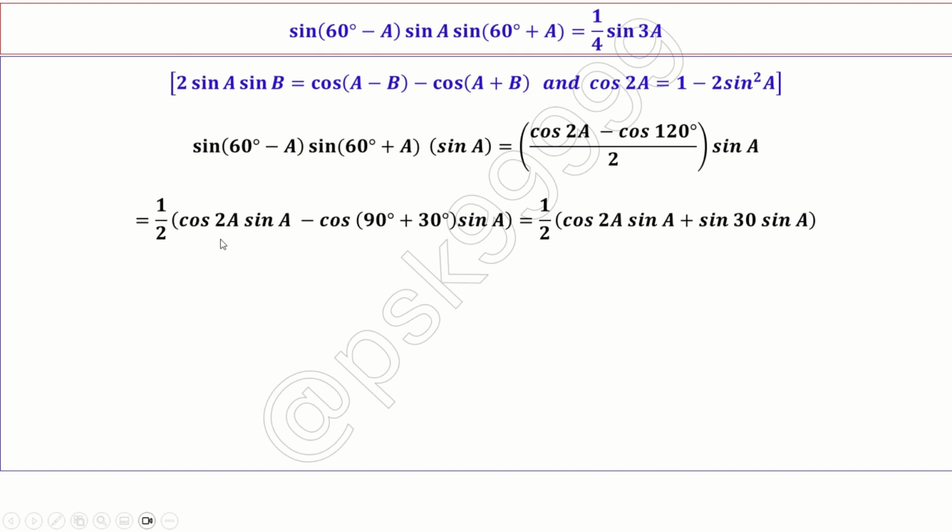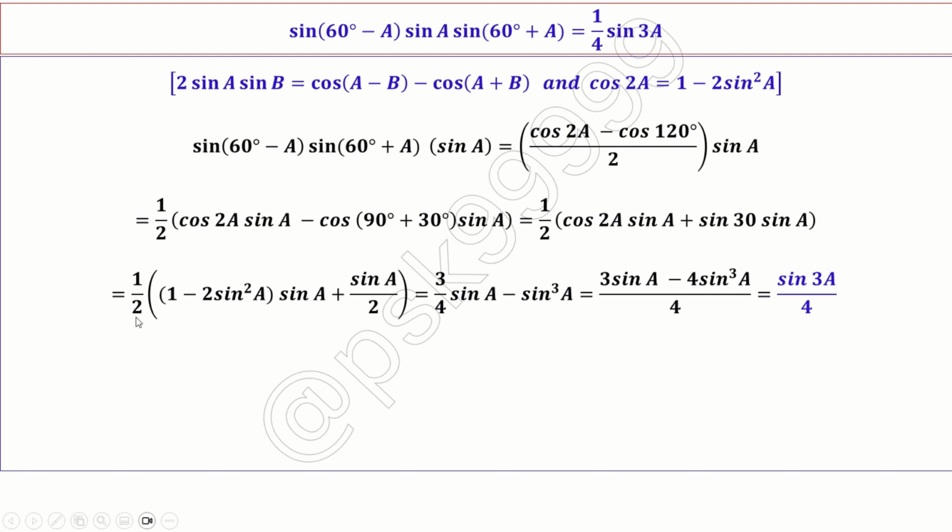So this will become half of cos 2A sin A minus cos of (90 plus 30) into sin A, which is nothing but half of cos 2A sin A plus sin 30 sin A. Now if I replace cos 2A with 1 minus 2 sin square A, then what I am going to get is (3 sin A minus 4 sin cube A) divided by 4, which is nothing but sin 3A by 4. So this is a very, very useful and important formula. Many questions come in JEE and BITSAT based on these formulas. This is about sine, right? Sine of 60 minus A, sine A, and sine 60 plus A.